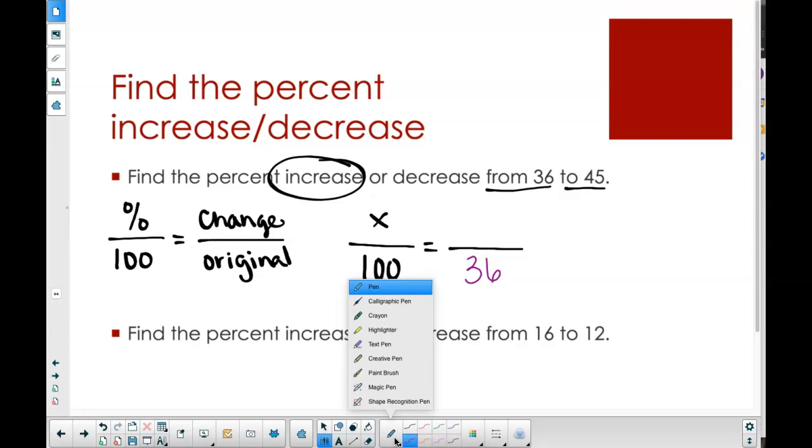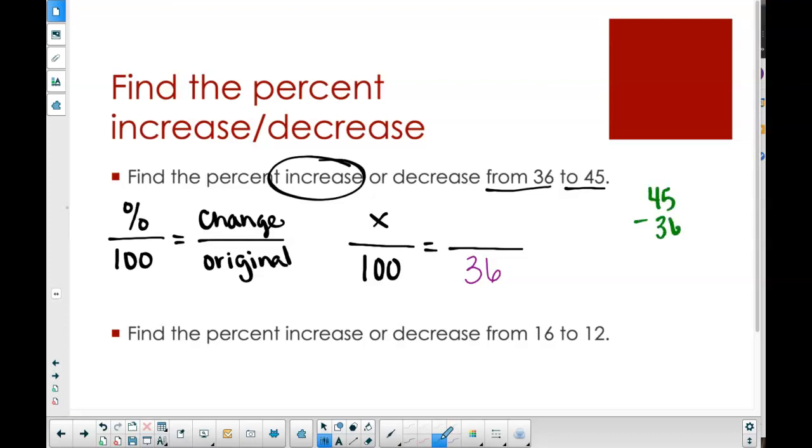Now we have to find the change. How much did it change? If we went from 36 to 45, how much did it change? How would we figure that out? If something cost $36 and it went up to $45, how much did the price change? $9, right? 45 minus 36 is 9. So 9 is our change.